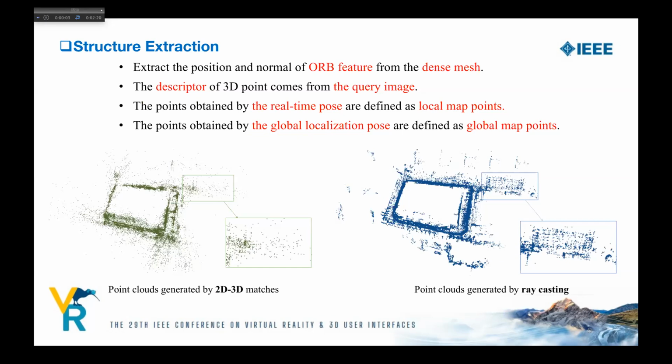Inspired by techniques widely used in dense mapping, we use raycasting to obtain sparse point clouds from dense mesh. Compared with point clouds extracted by 2D and 3D matches, our method can get more clean and structured point clouds from the pre-built map. The descriptor of the 3D point comes from the query image, making these points easy to match in the latest frame.